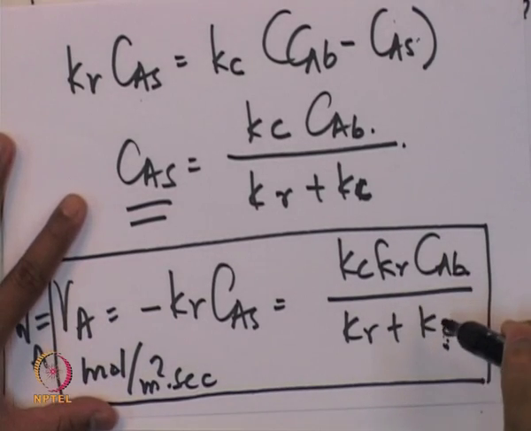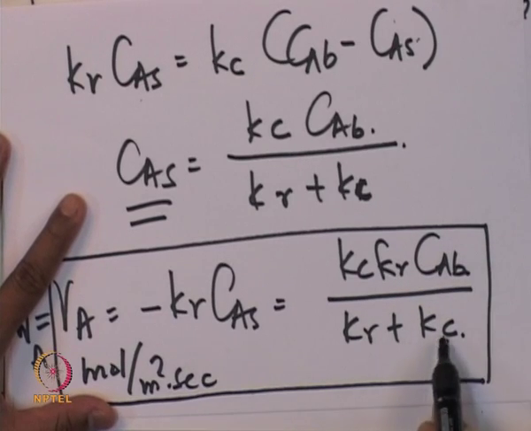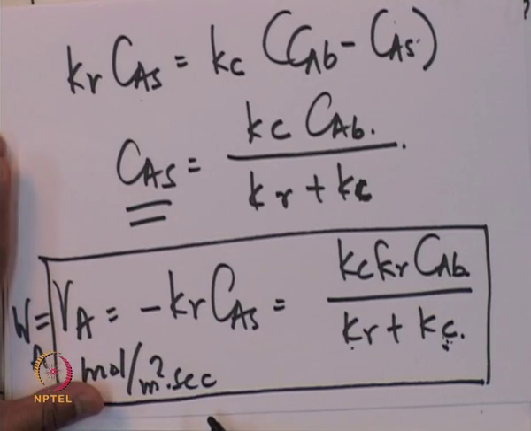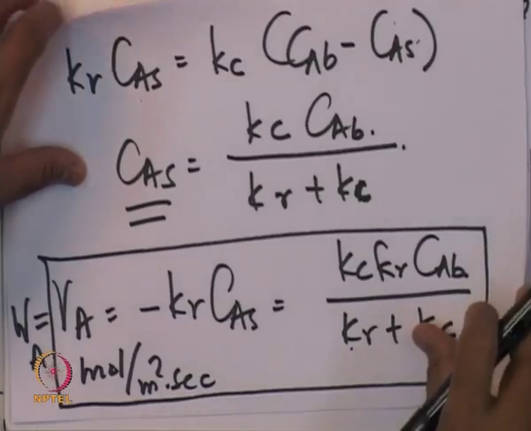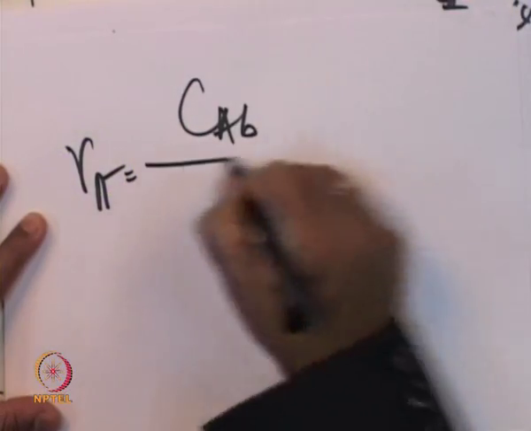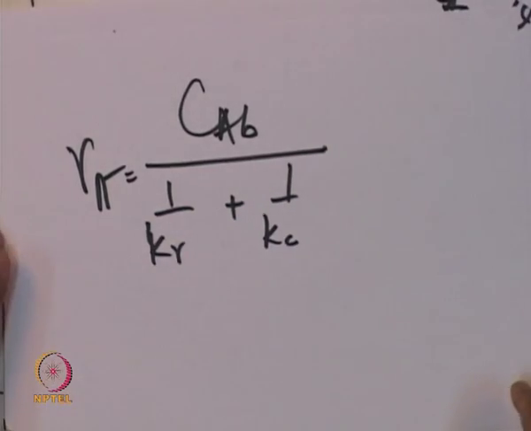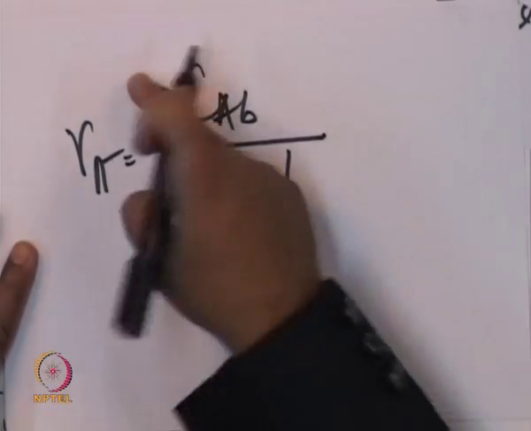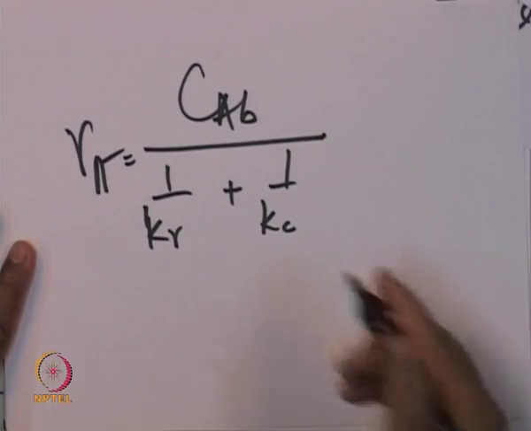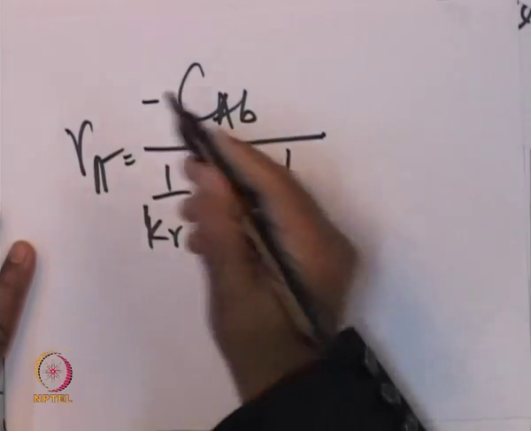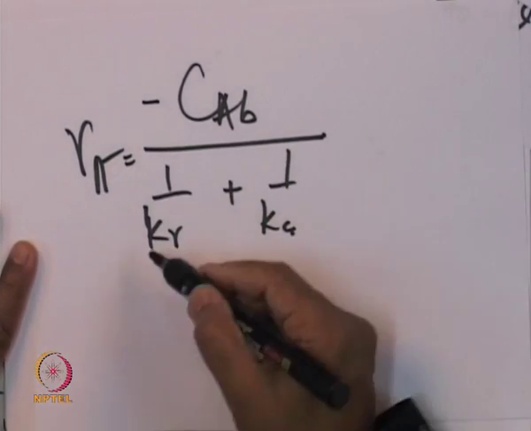Now, look at this equation. There is so much that we can learn from it. Relative importance of KC and KR: the smaller one will govern the overall rate. I can convert it to this form: RA is equal to minus CAB divided by (1 divided by KR plus 1 divided by KC). Same expression, I have just taken it down. Now, you can see if KC is very large, this becomes 0.